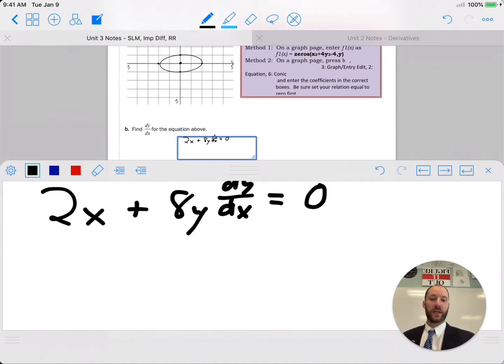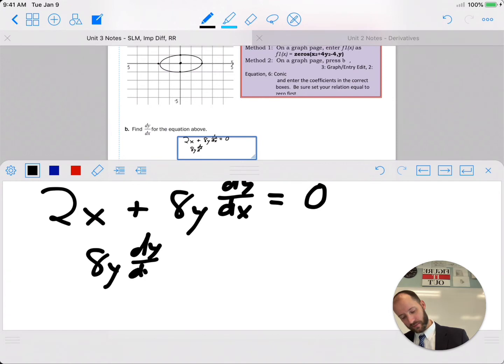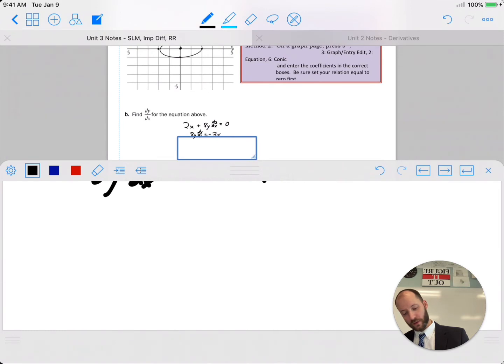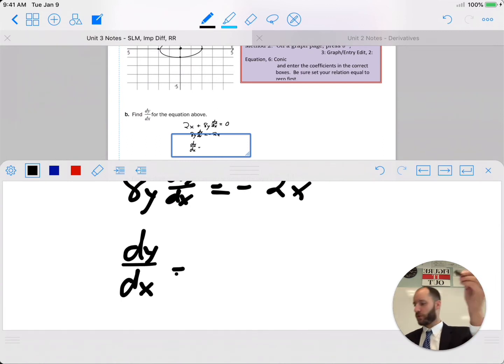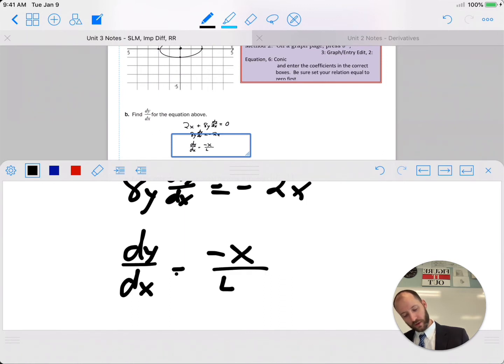So we want to get dy dx on one side, everything else on the other, so let's start that process. So 8y dy dx equals negative 2x. Divide by 8y, dy dx equals negative 2 over 8, so negative 1 over 4. Alright, so negative x over 4y.